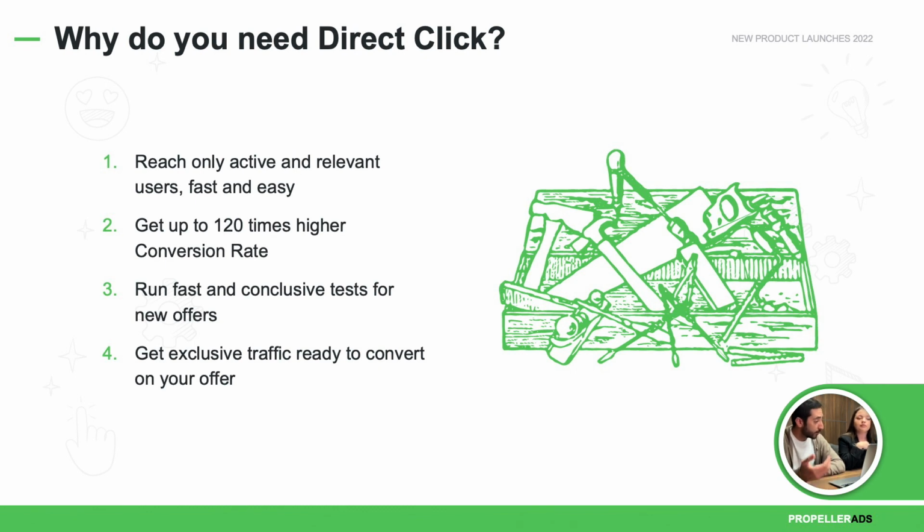Run fast and conclusive tests for new offers, and at the same time get exclusive traffic for the offers that you already know. So let's say you're running an offer on Pop Unders and it's thriving already. Why not add more conversions and more profits from a direct click campaign as an additional one? And get exclusive traffic ready to convert.